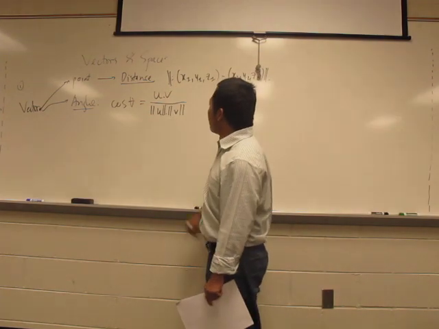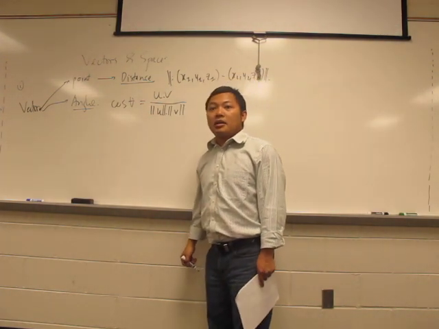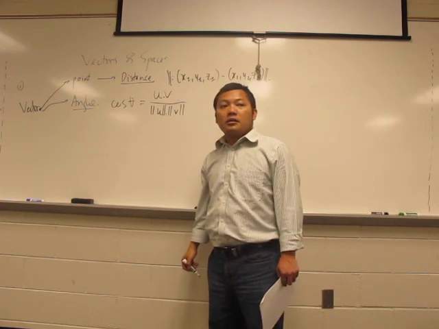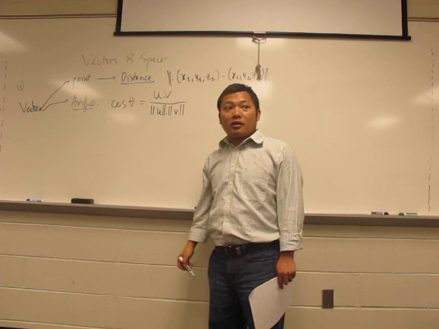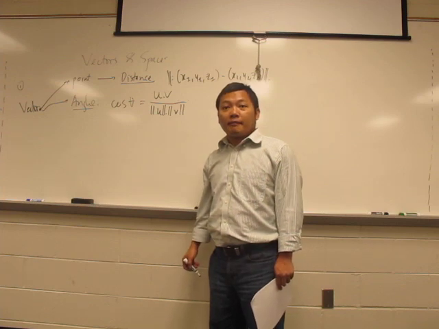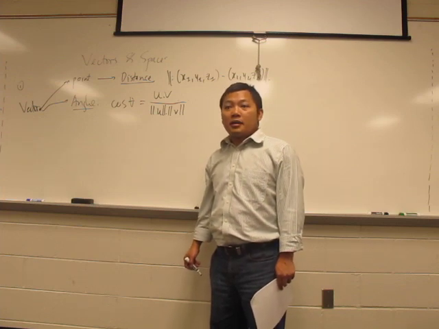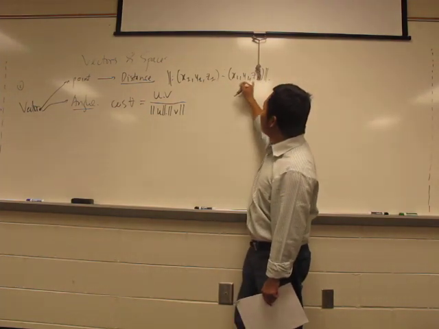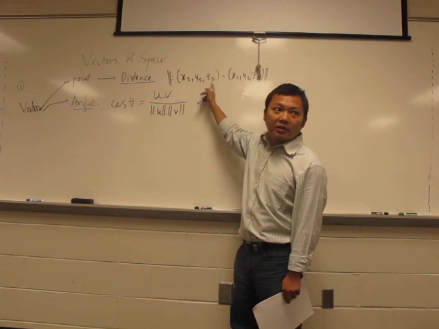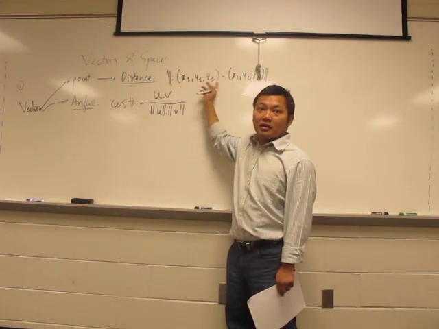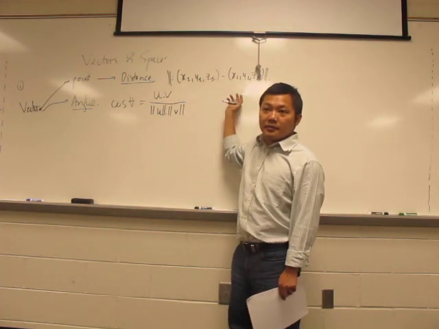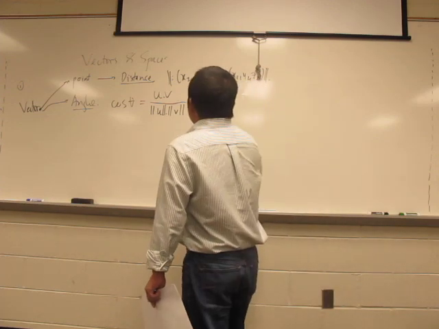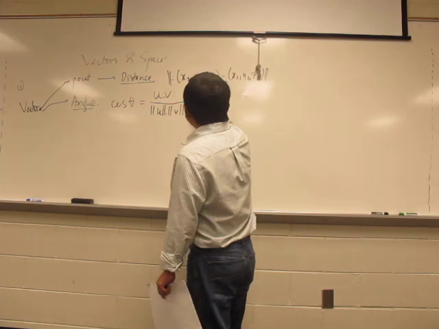And u times v is just the dot product, right? What is the dot product? You take the coordinates. For example, you have two vectors x1, y1, z1 and x2, y2, z2. So the dot product of this vector and this vector is just the sum of products of corresponding entries, right? So it's the dot product. I don't have to remind you about it, okay? So we have this angle.